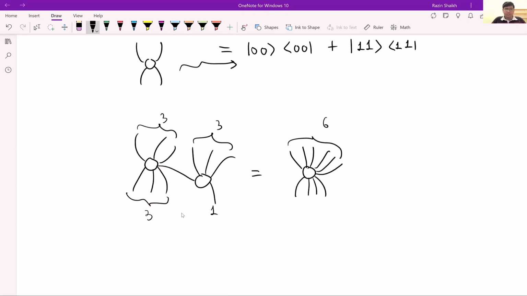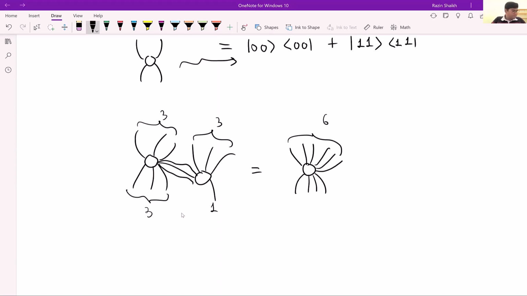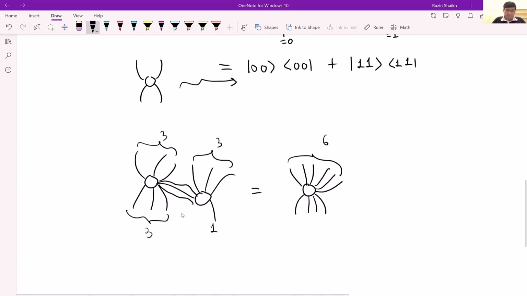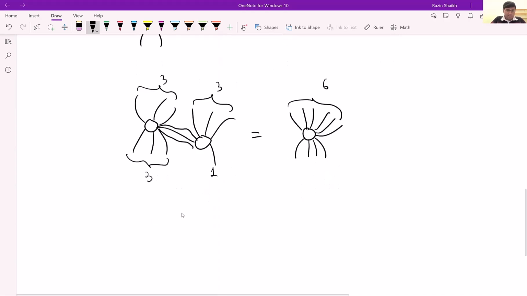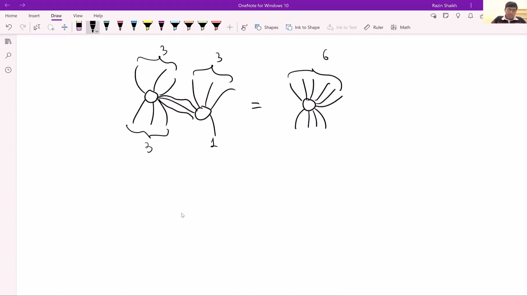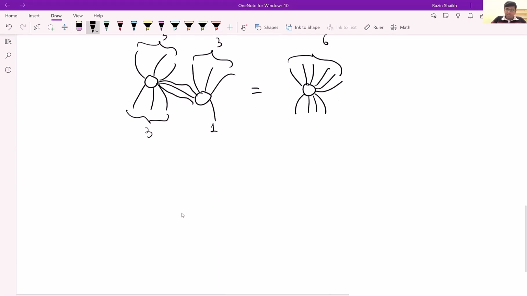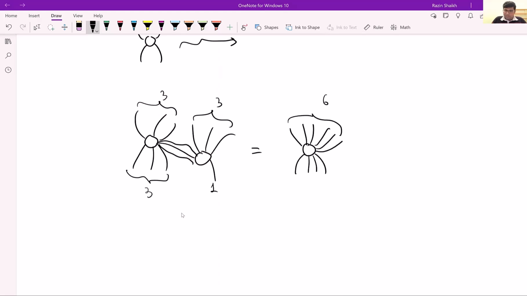And this fusion would also work if you had multiple legs connecting two spiders. Okay, any questions so far? So yeah, this rule is called spider fusion.